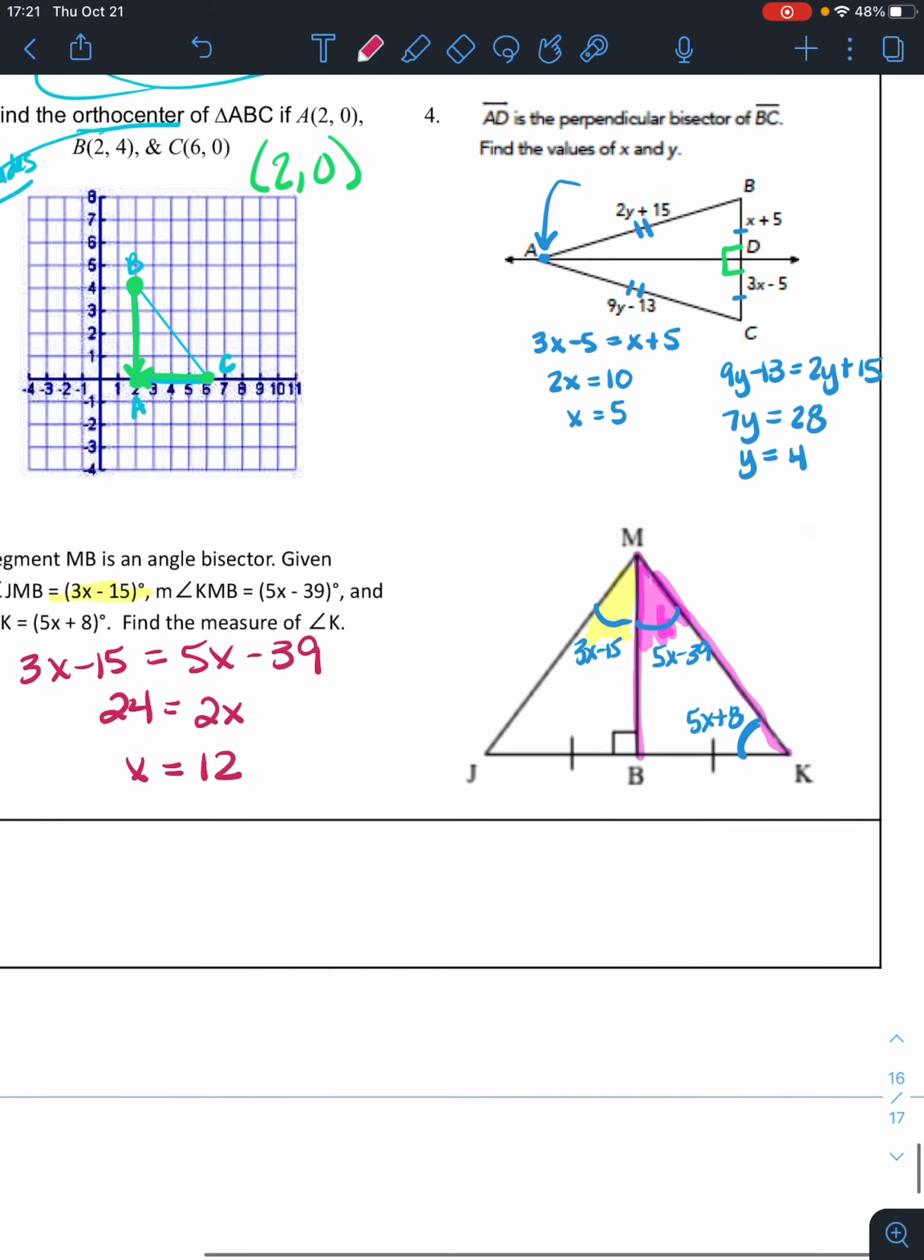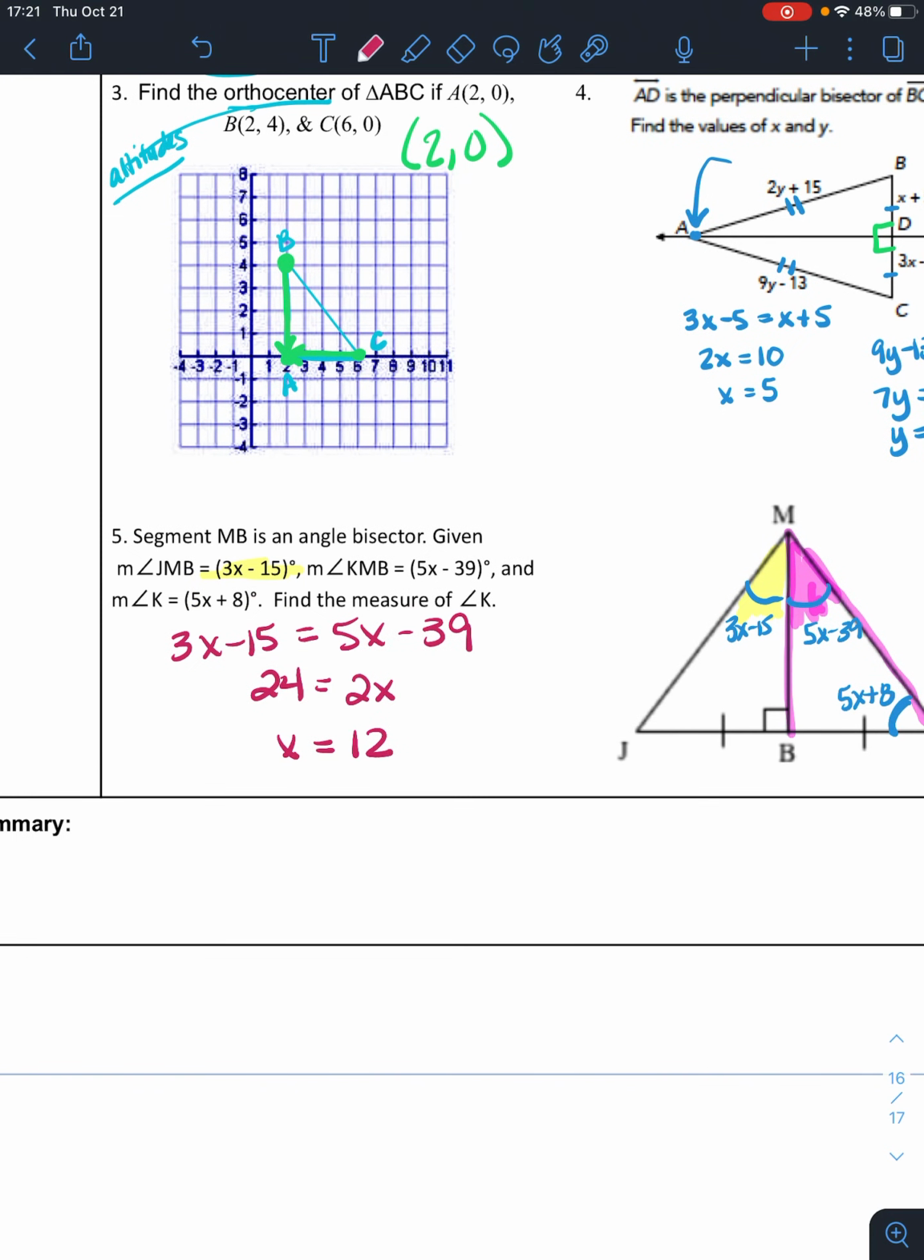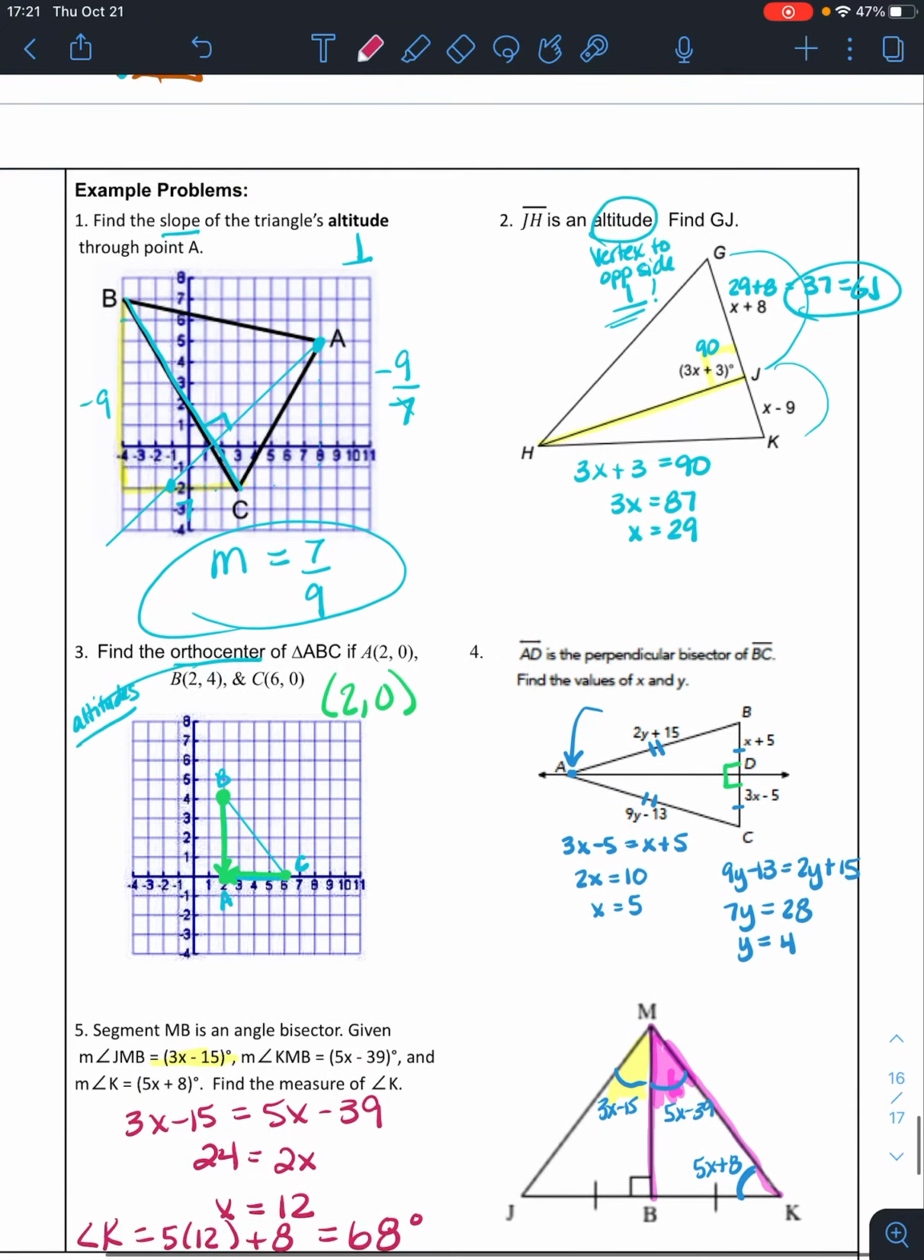I didn't ask for x, I asked for angle K. Well, angle K was 5 times x plus 8, so it'd be 5 times 12 plus 8. 60 plus 8 is 68. So angle K would be then 68 degrees.